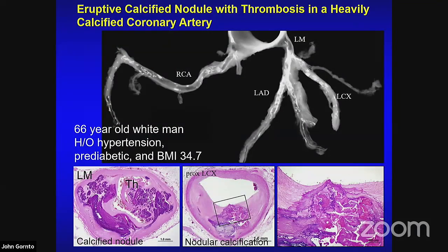So this is a calcified nodule. You can see here below that there's a nodule formation. It is overlying with a thrombus. This is in the area of the left main. This is the left circumflex next to it, which is a heavily calcified artery. And you can see that the lumen is still intact. There's no overlying thrombus. Here, there's an overlying thrombus.